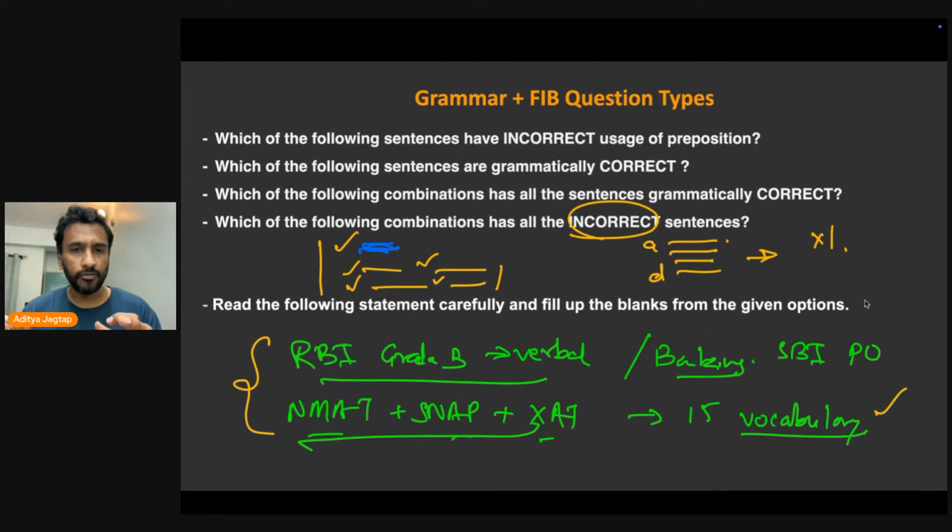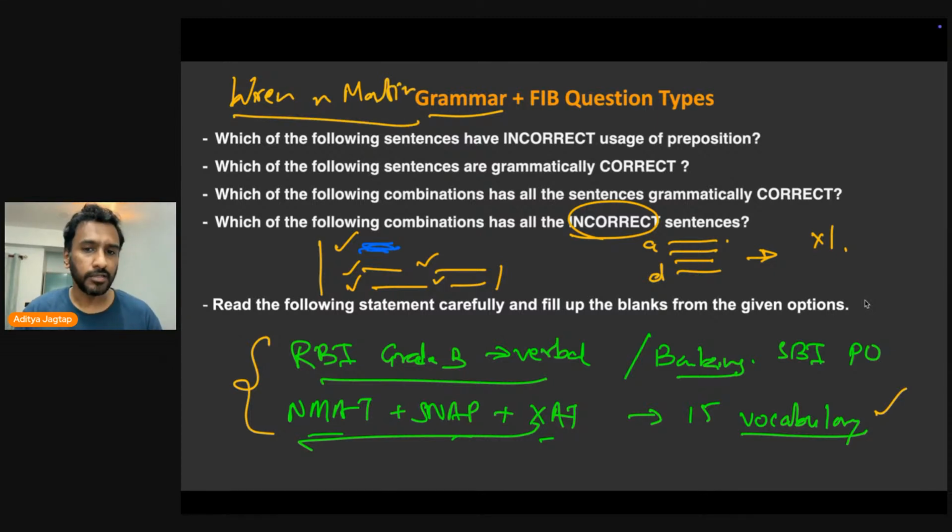So instead of going to a book for grammar, by the way, people often ask about a book for grammar. The go-to book that you should use is Wren and Martin. Now, the reason why I recommend Wren and Martin is, most of the people who are setting up the papers for you are actually studying from, or have actually studied from, Wren and Martin. So that's the source that we use.